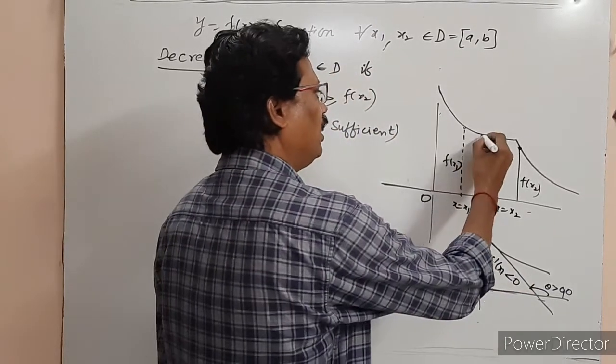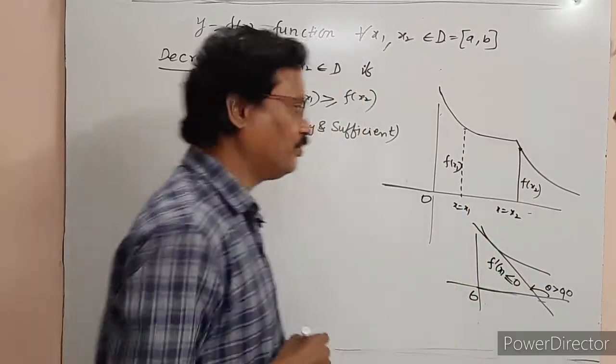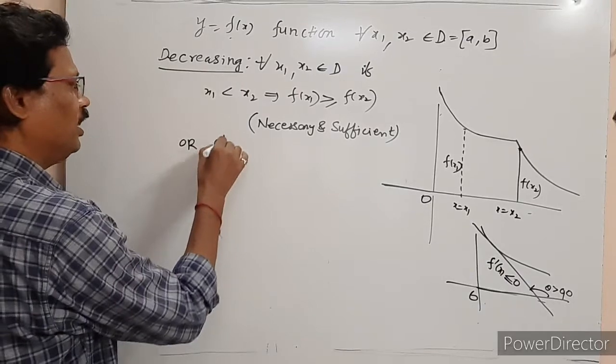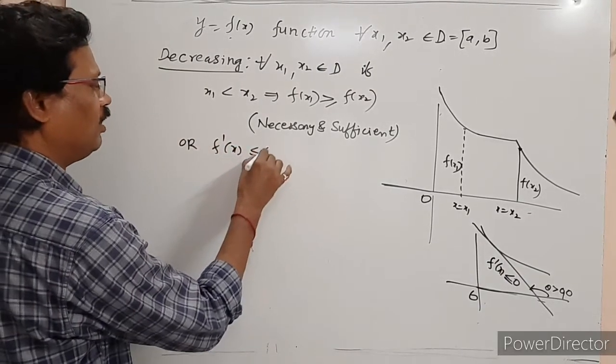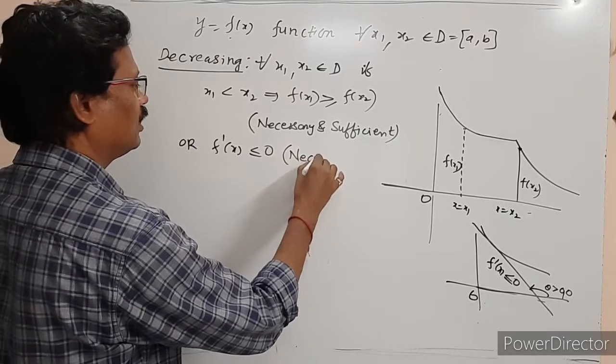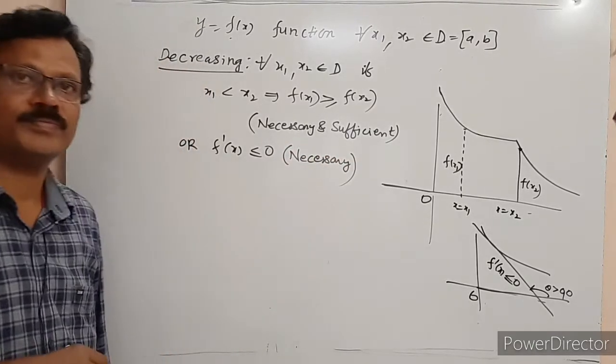Now, suppose here it is horizontal, the slope may be 0 also. Therefore, we can say one more condition for decreasing: f dash x is less than or equal to 0. This is only a necessary condition.